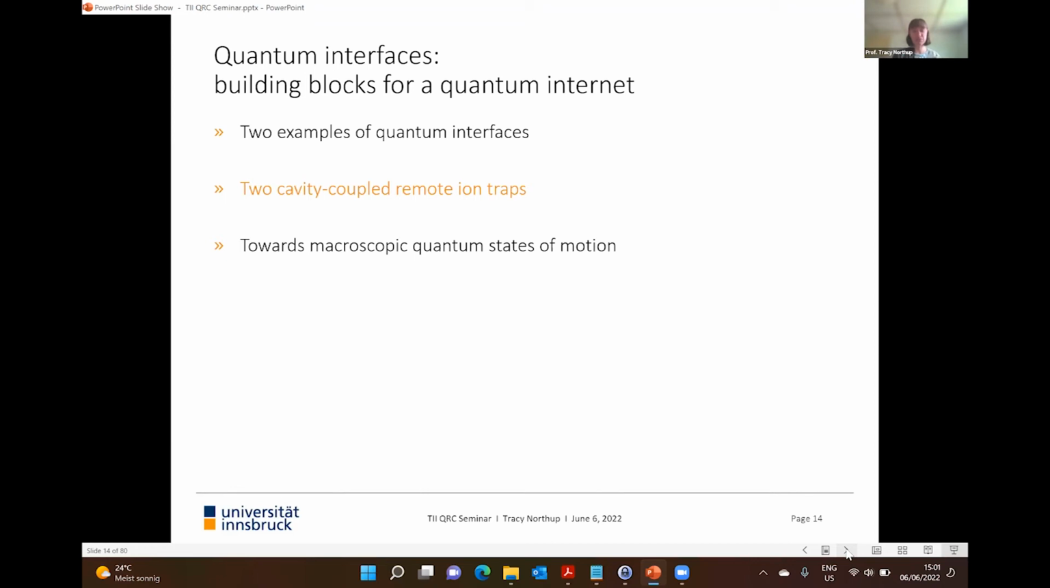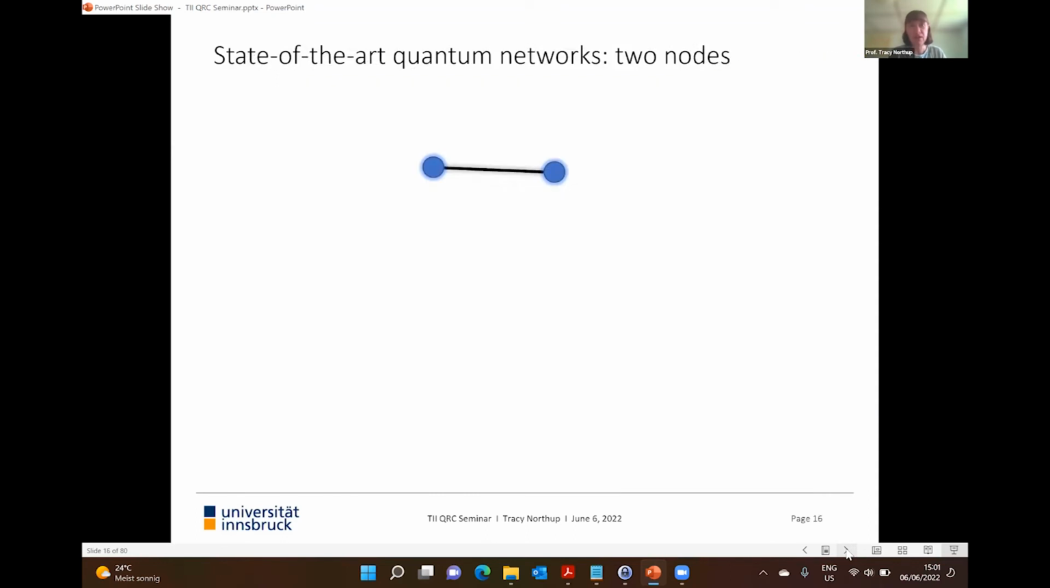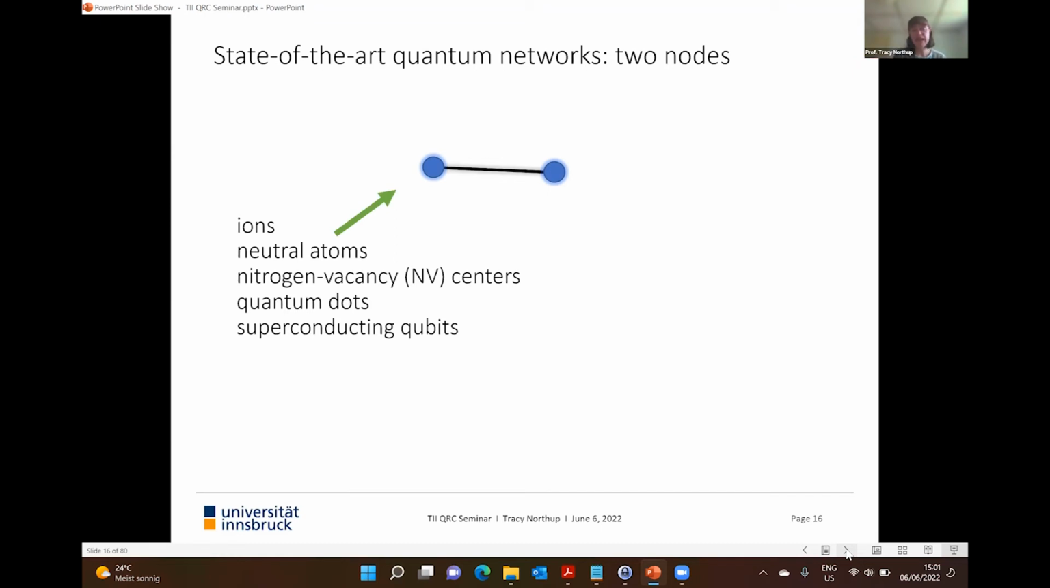So moving on to the first one of these examples, back to this idea of a quantum internet. Let's talk about where we are, what the state of the art is right now worldwide. There have been a handful of experiments, maybe a couple more platforms than the ones I'm listing here, but not so many. Platforms like ions, neutral atoms, nitrogen vacancy centers, quantum dots, superconducting qubits, where we can link two different systems that are physically separated over some kind of photonic channel.